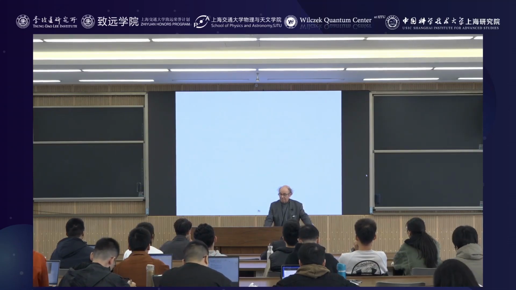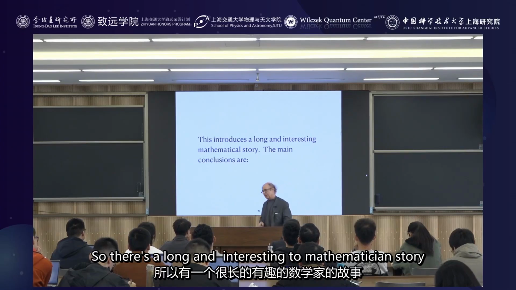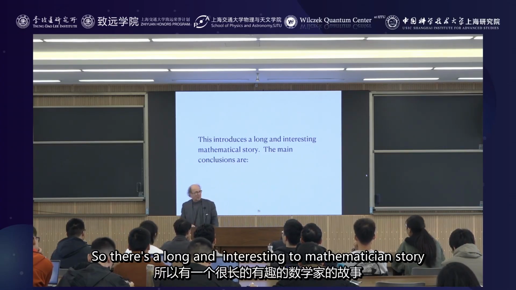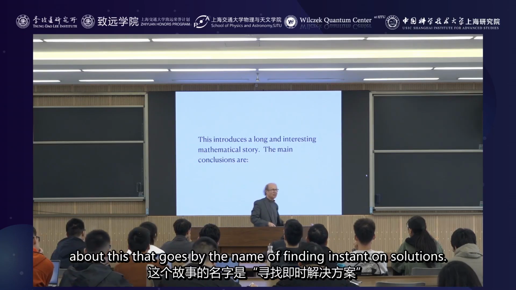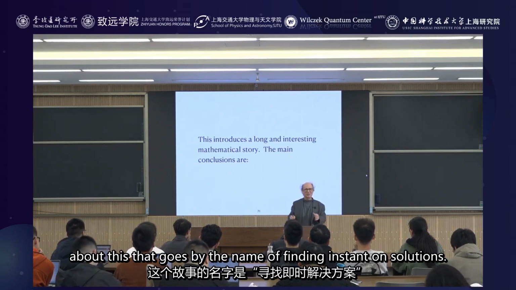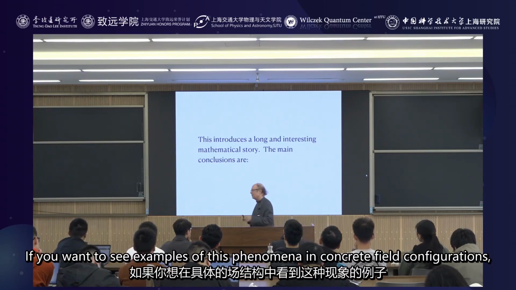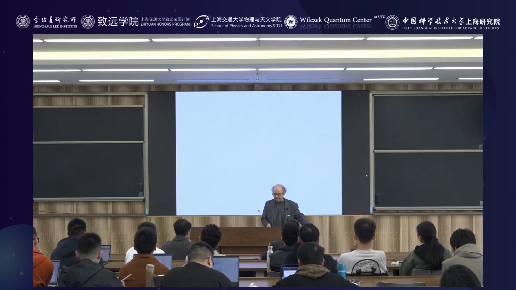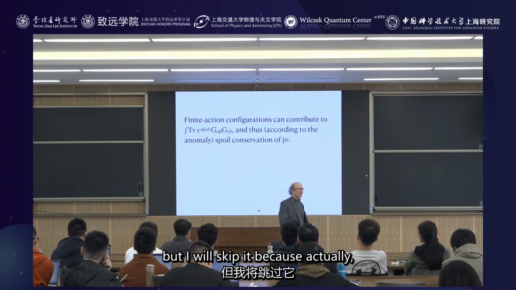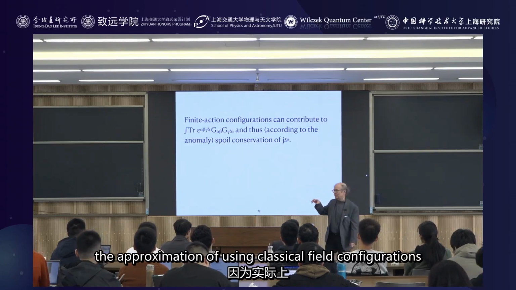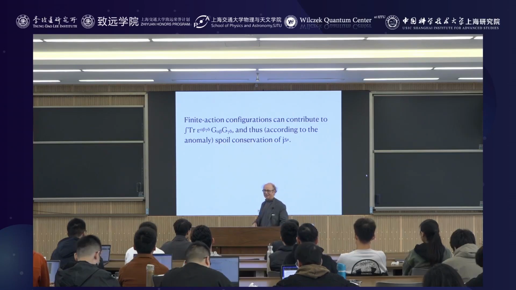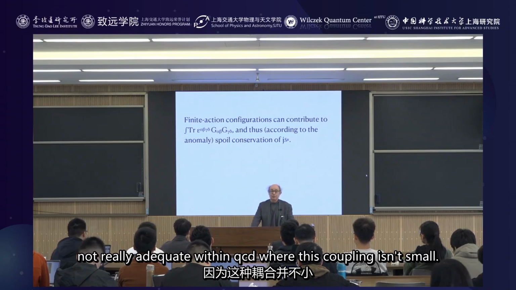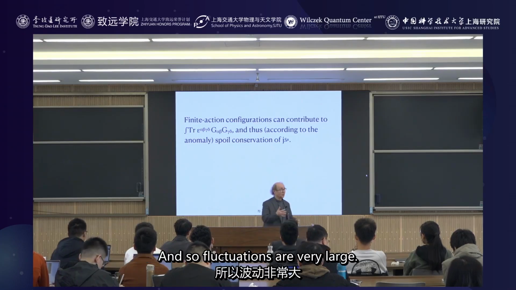So there's a long and interesting to mathematicians story about this that goes by the name of finding instanton solutions, if you want to see examples of this phenomenon in concrete field configurations. But I will skip it because actually the approximation of using classical field configurations in these functional integrals is not really adequate within QCD, where this coupling isn't small, and so the fluctuations are very large.